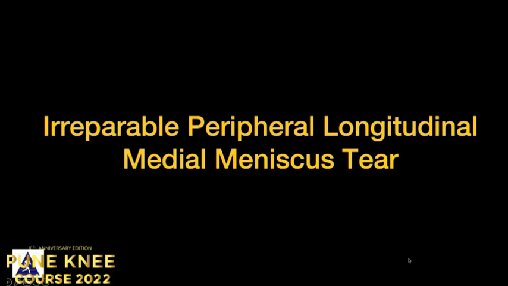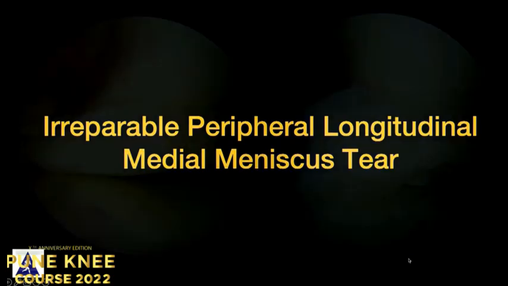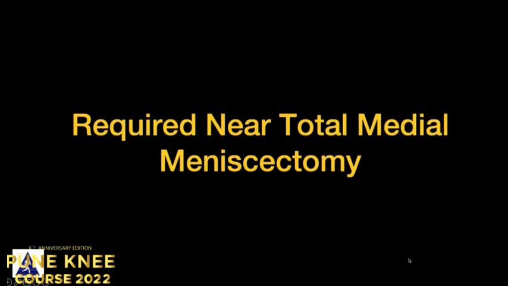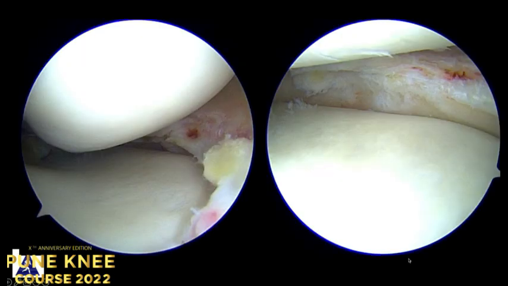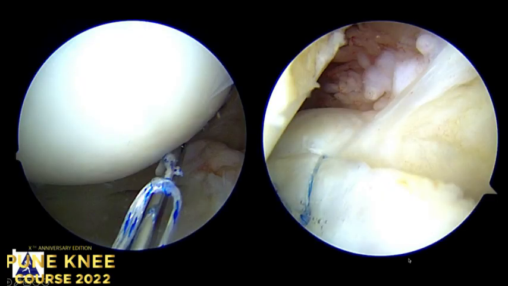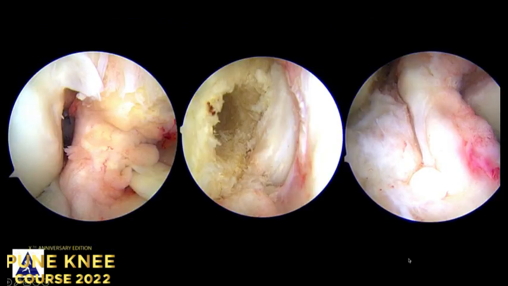So these are his images from the previous surgery. He had an irreparable peripheral longitudinal medial meniscus tear for which it required a near total medial meniscectomy. These are the images post meniscectomy, with only a peripheral rim of the meniscus seen with the capsule here. A peripheral lateral third meniscus tear was also there, which was repaired with an all inside technique, with the images seen here. He also had an ACL tear for which an anatomical ACL reconstruction was done.